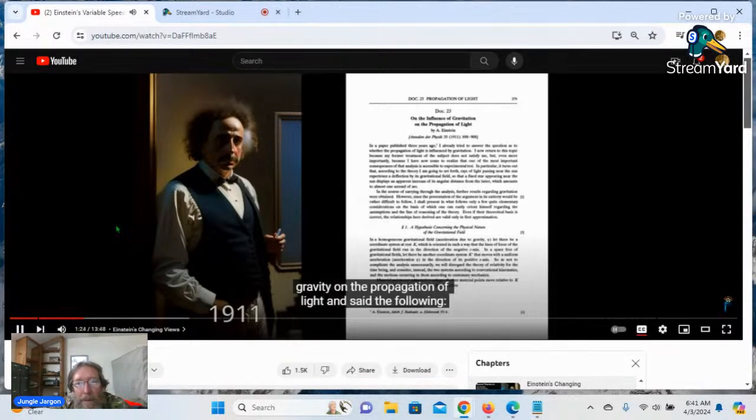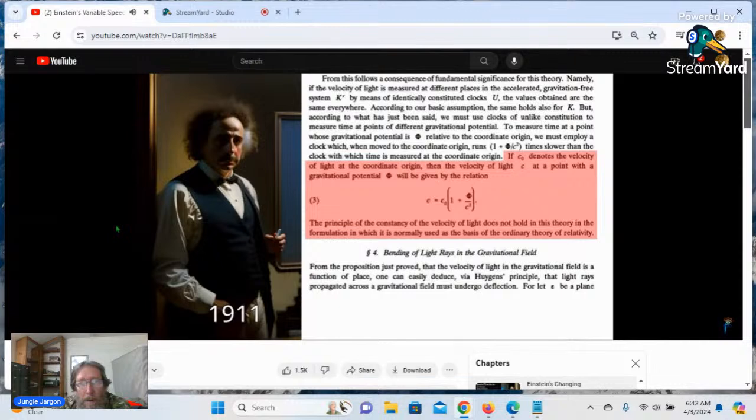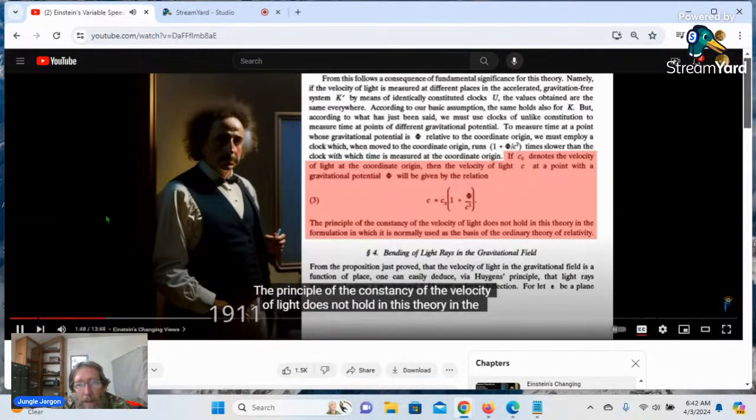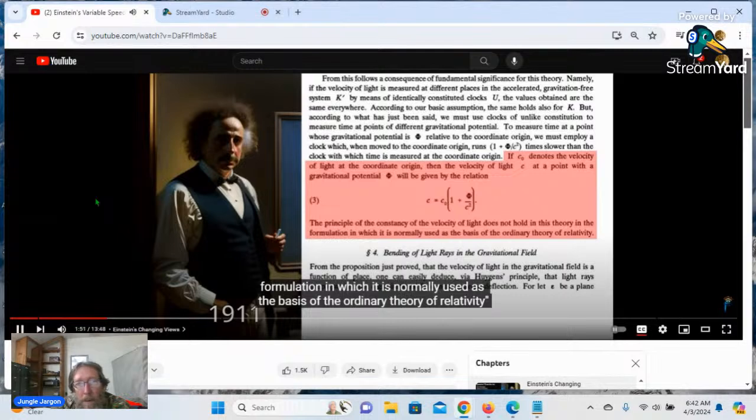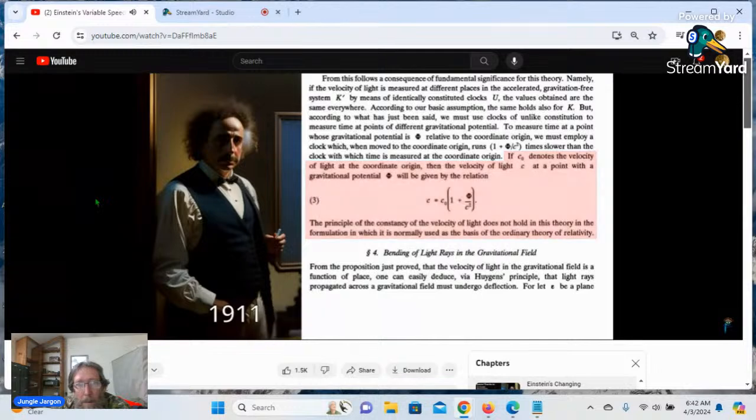Of gravity on the propagation of light, and said the following. If c0 denotes the velocity of light at a coordinate origin, then the velocity of light c at a point with a gravitational potential Φ will be given by the relation c = c0(1 + Φ/c²). The principle of the constancy of the velocity of light does not hold in this theory in the formulation in which it is normally used as the basis of ordinary theory of relativity. Some might claim that Einstein developed his theory of the variable speed of light and then abandoned it. But if we follow his writings, we find he keeps going on about this point.